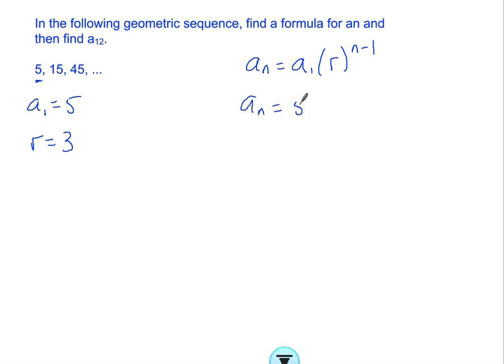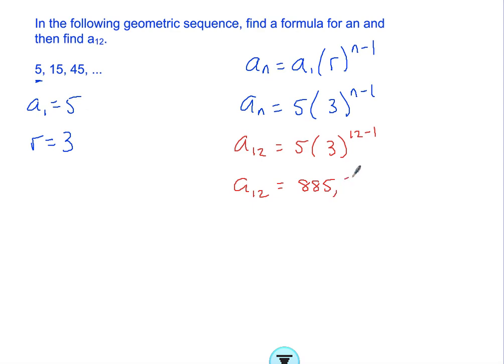So I can write my formula, 5 times 3 to the n minus 1 power. And if I'm told to find the 12th term, I will just plug a 12 in for n. So 5 times 3 to the 12 minus 1. Plug that in your calculator, and you will get a pretty big number, 885,735. Because we're multiplying by something each time, these things are going to get big really quickly. The bigger r is, the faster this will grow.